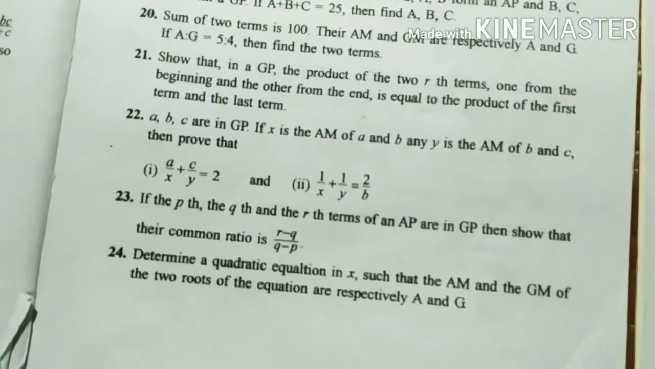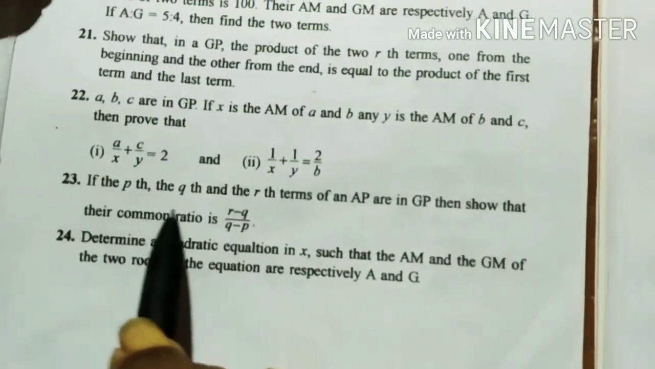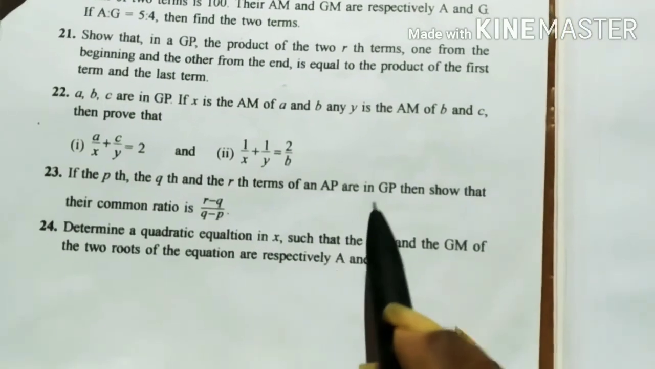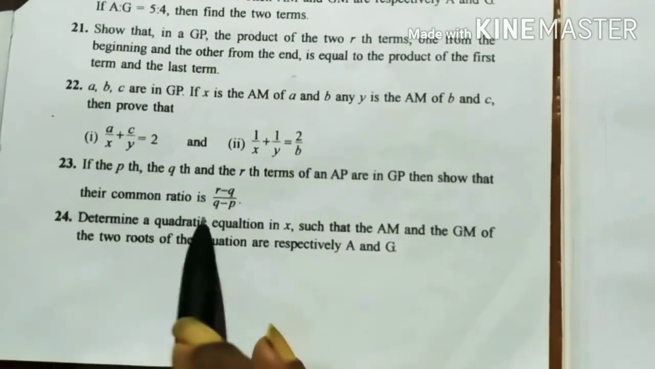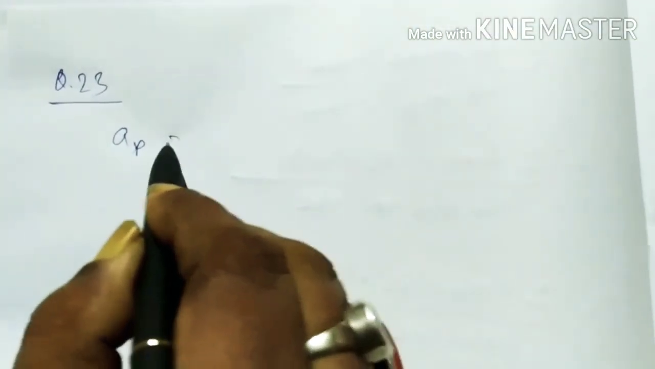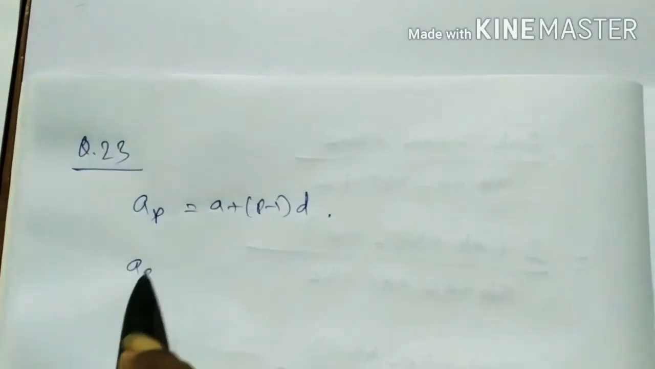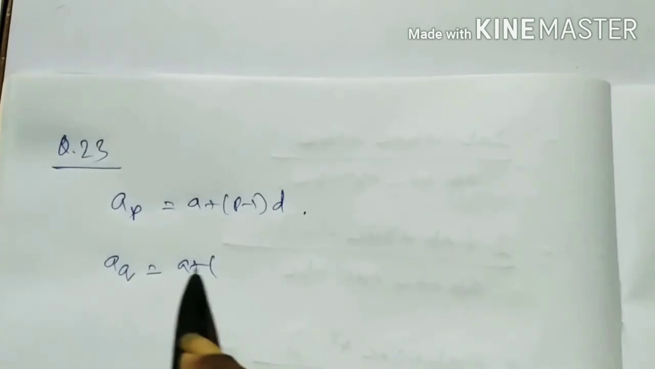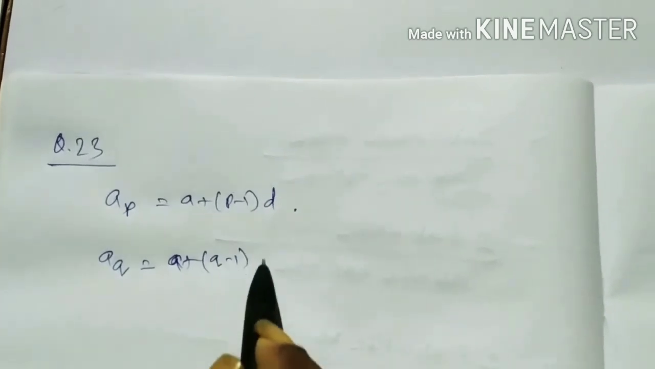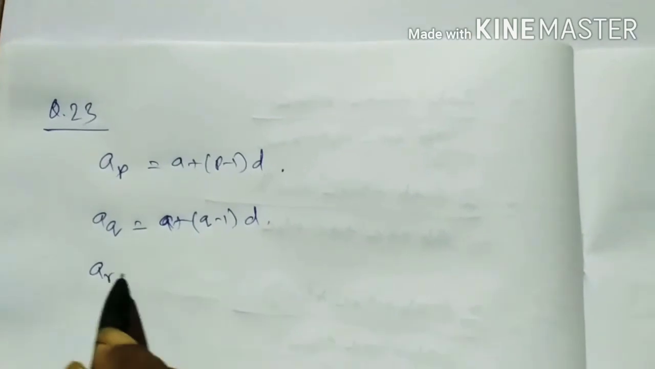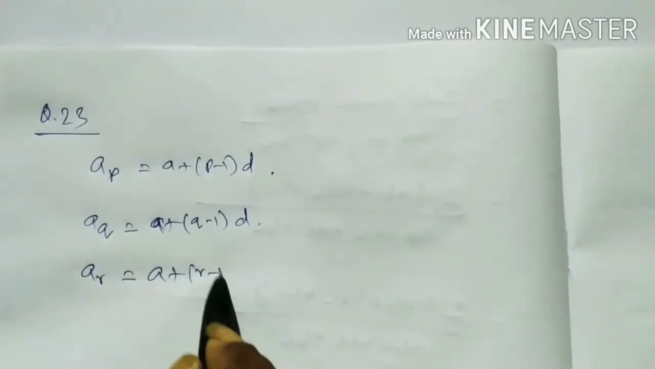Now the last question I'm going to do for you, question number 23. If the pth, the qth and the rth terms of an AP are in GP, then show that their common ratio is this. That means terms of an AP. So AP is A plus P minus 1 into D. Now AQ is A plus Q minus 1 into D. And AR is equal to A plus R minus 1 into D.